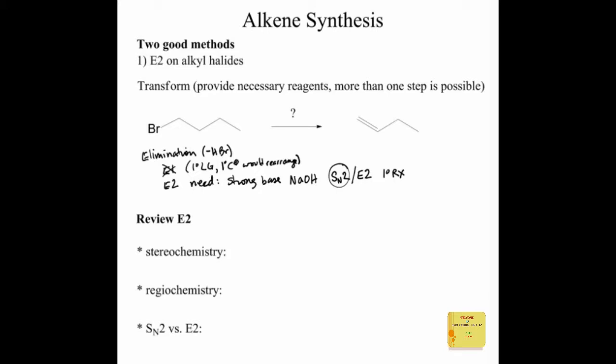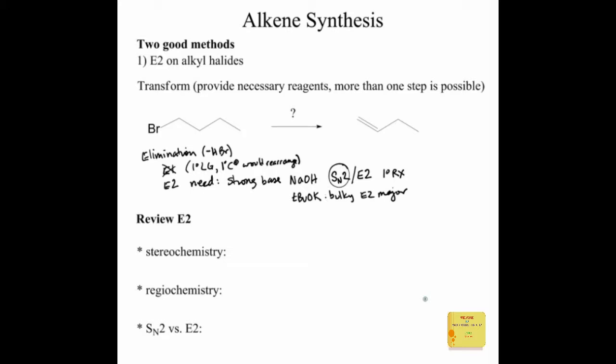So how about if we just used a different base? What would be a bulkier base than sodium hydroxide? How about t-butoxide as a base? T-butoxide has a tert-butyl group. Now it's very bulky. This is bulky, and so E2 is major. Even with a primary halide, the tert-butoxide favors the elimination.